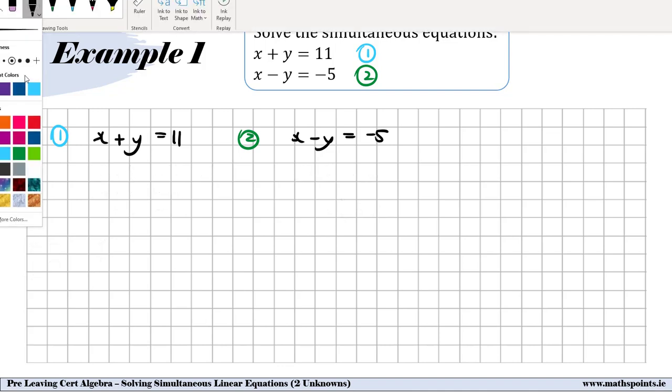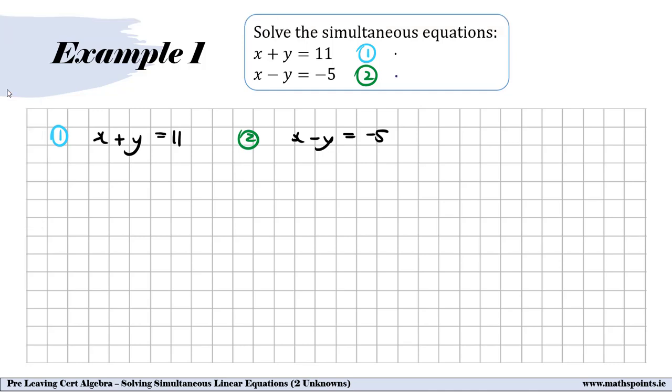So the first thing we're going to do is make sure that each of these two equations is in the correct format, and the format we'd like to use is that the equations are of the form ax plus by equals c. In other words, the x term comes first, then we have the y term, then we have the equal sign, and then we have whatever number is in the question on the other side.